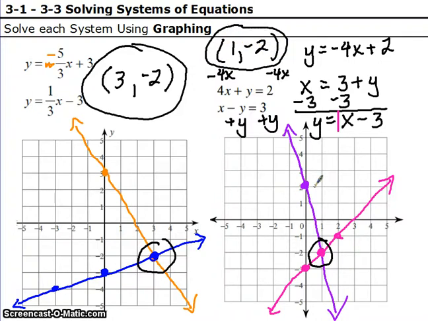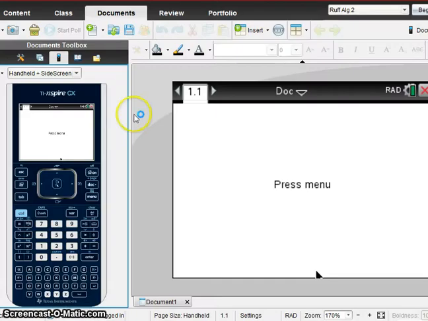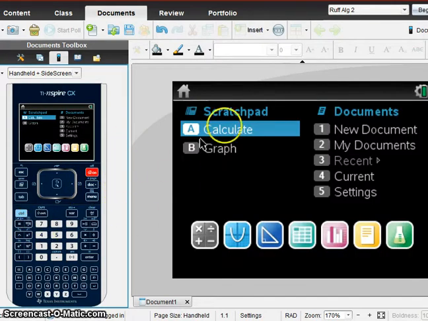All right, I want to show you how to do this in the calculator as well. We're going to do these same two problems in the calculator. If you get your calculator out, if you're watching this at home, just come back to this part when you are in class and do the calculator along with it, so you can follow along with the steps. All right, we're going to go to the graph part of the scratch pad, so the letter B.